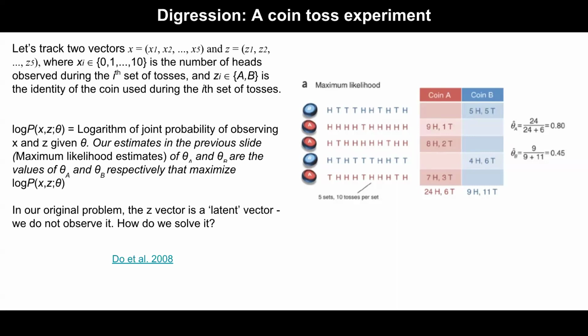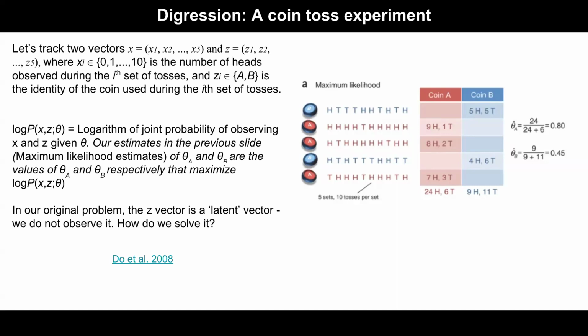So I took coin B, I tossed it, I got 5 heads, 5 tails. Then I took coin A, I tossed it, I got 9 heads and 1 tail. I take it again, maybe I get 8 heads and 2 tails. At the end, I just tally the total number of heads over the total number of tosses, and that gives me the value of theta A. So overall, I get 24 heads for coin A and 9 heads for coin B. Okay, so that is the maximum likelihood. In this case, I knew which coin was being chosen when, and so I could do this separation.